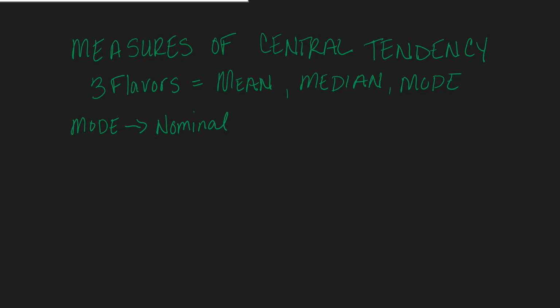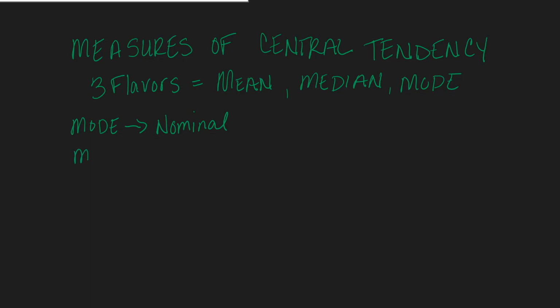So think about eye color. In a classroom, try to discuss the mean or the median of eye color. That really doesn't make sense, but we could talk about the mode, the most often category or color of eyes in our classroom.